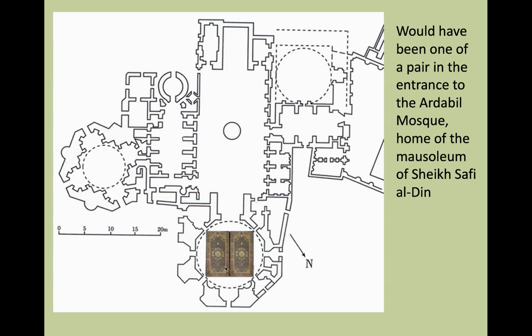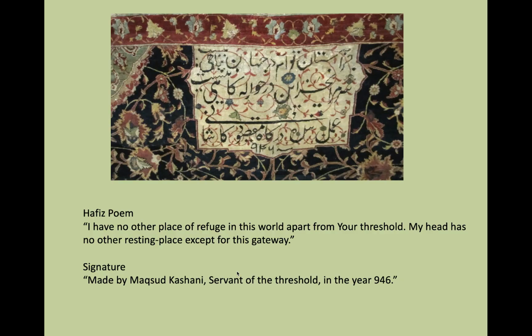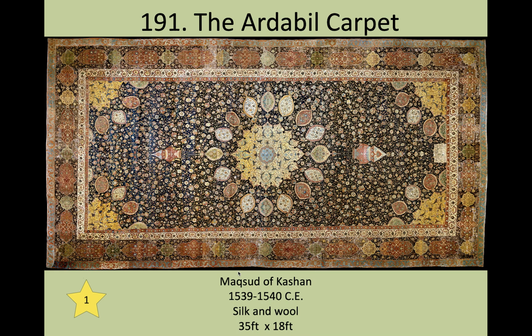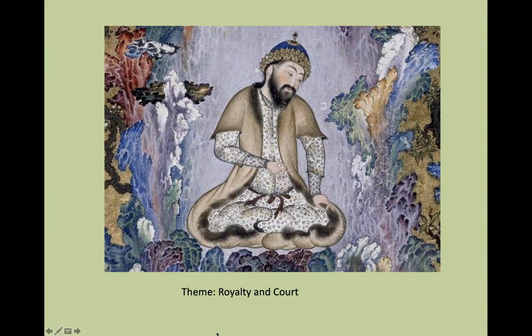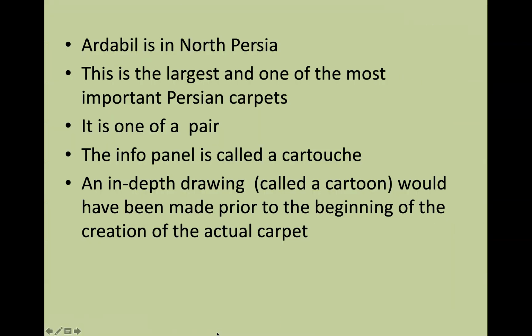And before you make a big giant carpet like this, you have to do what is called a cartoon, which is a drawing, a complete sketch of what it would have looked like, because you can't do weaving of this detail without having first done a sketch of what you want it to look like when it's done, so that you know when to use certain colors and things like that. So when we're looking at it, I talked about all of these things: cartouche, in-depth drawing, cartoon, and so on.